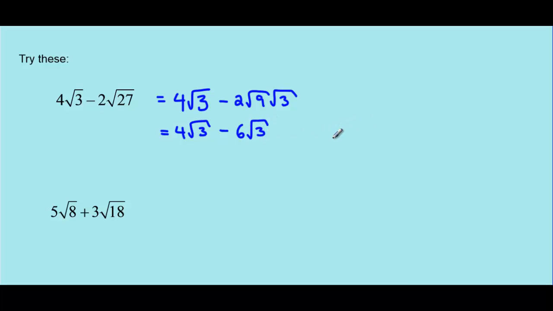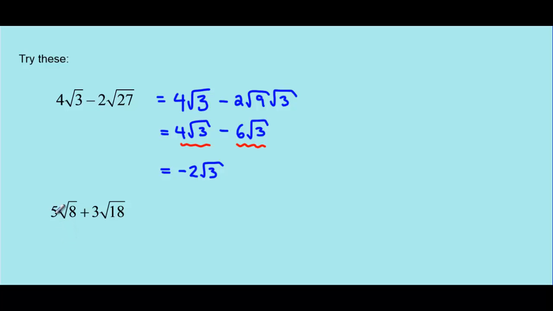And now look what we have. 4 root 3 subtract 6 root 3. Those are now like terms, both of them having root 3's. So we can subtract them. 4 subtract 6 is negative 2. So this would end up being negative 2 root 3's, or negative 2 root 3.